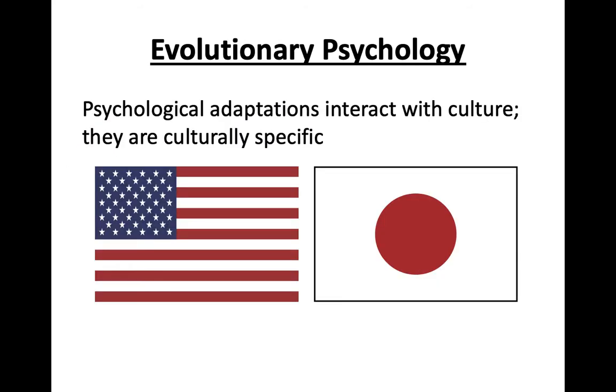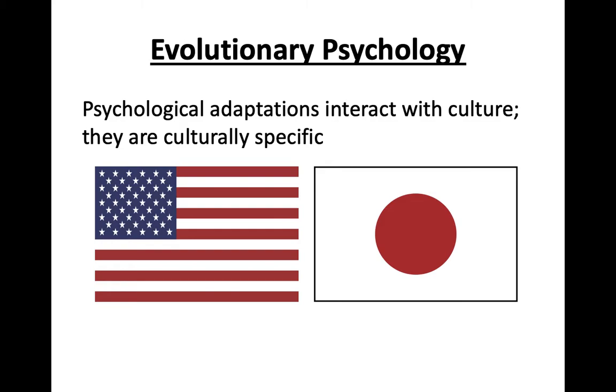Before I talk a little bit more about those ideas, I want to make the point, as the module does, that psychological adaptations interact with culture. They're culturally specific. What is considered adaptive in one culture is not necessarily considered adaptive in another. One specific example would be the difference between what we consider adaptive in the United States versus Japan.